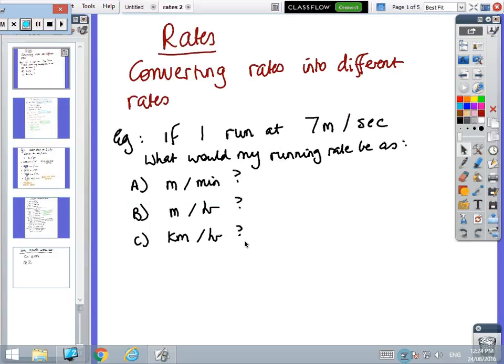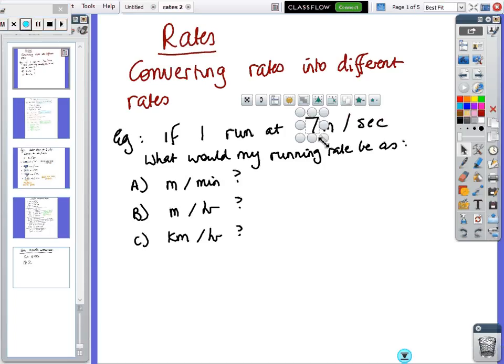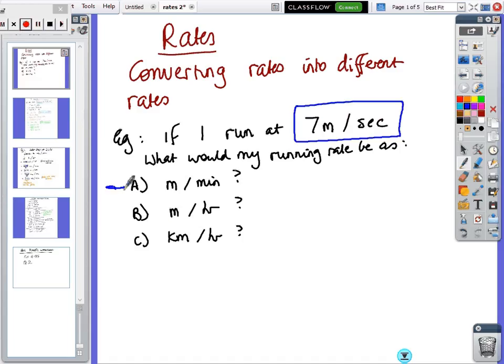Okay, so in the second video on rates, we're going to convert rates into different rates, but they're still going to be rates. For instance, we've got that running speed one, because that's not a bad example of something in practice. If you run 7 meters per second, what would the rate be as meters per minute, meters per hour, or kilometers per hour? That's an example of converting rates into different rates.